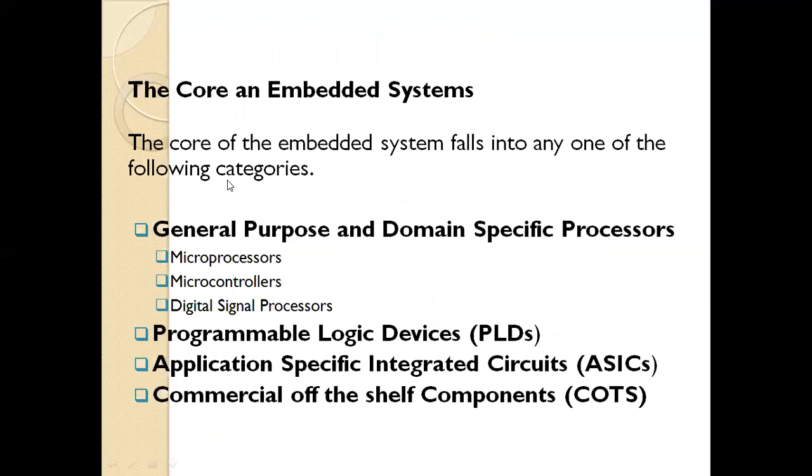The core of an embedded system falls into the following categories: general purpose and domain specific processors, programmable logic devices (PLDs), application specific integrated circuits (ASICs), and commercial off the shelf components (COTS). General purpose and domain specific processors fall under microprocessors, microcontrollers, and digital signal processors.